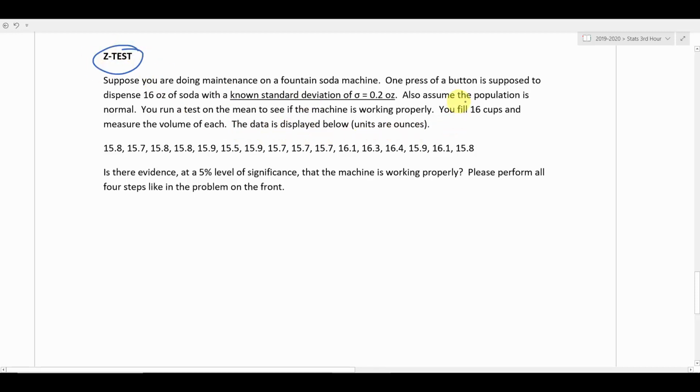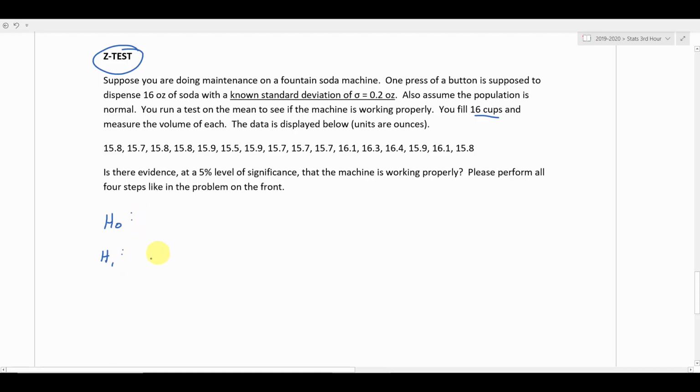All right, we're also going to assume the population is normal, and that is probably because they have a very small sample size here. It looks like they only filled up 16 cups. So we wouldn't have a sampling distribution that we could use with only a sample size of 16 unless we knew that the population was normal. All right, so that's why they're telling us that. So I'm going to go ahead and set up a null and an alternate hypothesis because the calculator won't do that for us. We have to be able to do that part.